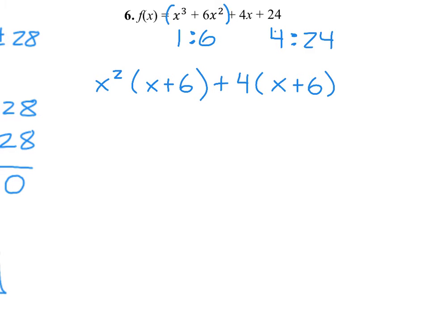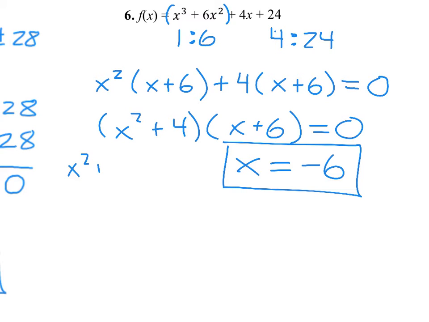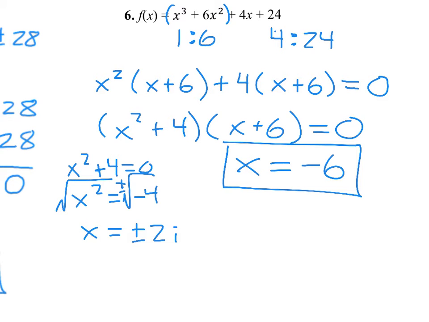The directions said find the zeros, so we're going to set it equal to 0 and solve. x squared plus 4 goes together. x plus 6 goes together. So if you solve this one, you get negative 6. And that's our answer because if I solve the other equation and square root both sides, I get plus or minus 2i. The directions said find all the rational zeros. So the only rational zero was negative 6.